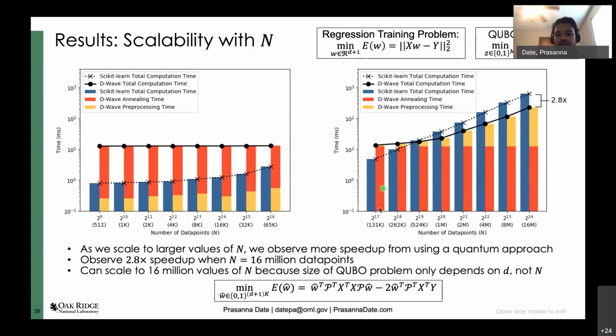As we keep increasing the size of X, which is the number of data points in X, we reach a point where both approaches perform very similarly, and that is around 500,000 data points. After that, D-Wave starts outperforming the scikit-learn approach. And in the 16 million case, we observed a 2.88x speedup on D-Wave.